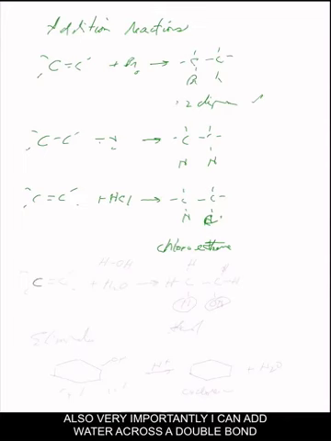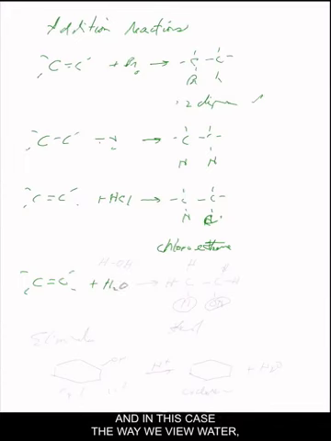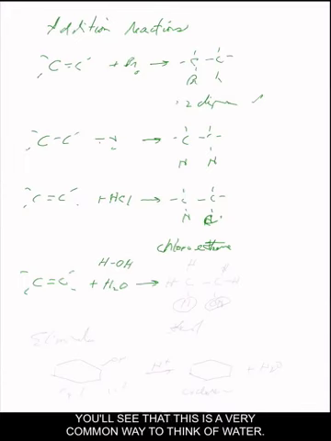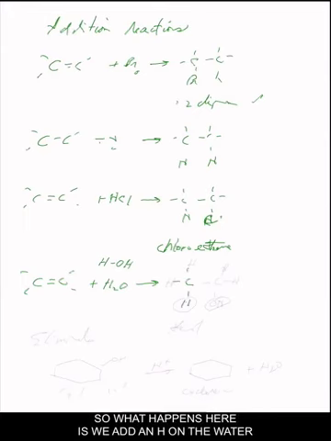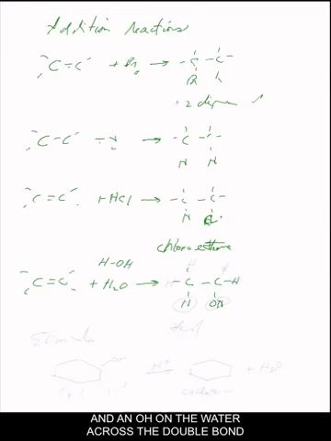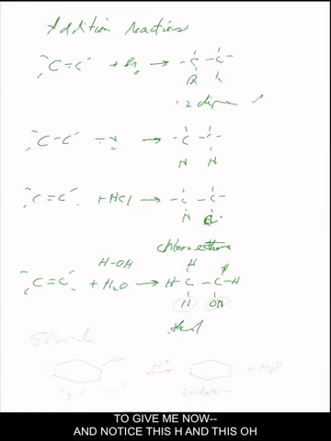Also, very importantly, I can add water across a double bond. And in this case, the way we view water, I know we always write it as H2O, but we think of water as being H bonded to OH. When we talk about acid-base chemistry, you'll see that this is a very common way to think of water. So what happens here is we add an H from the water and an OH from the water across the double bond to give me now ethanol. And notice this H and this OH are the atoms that actually added.